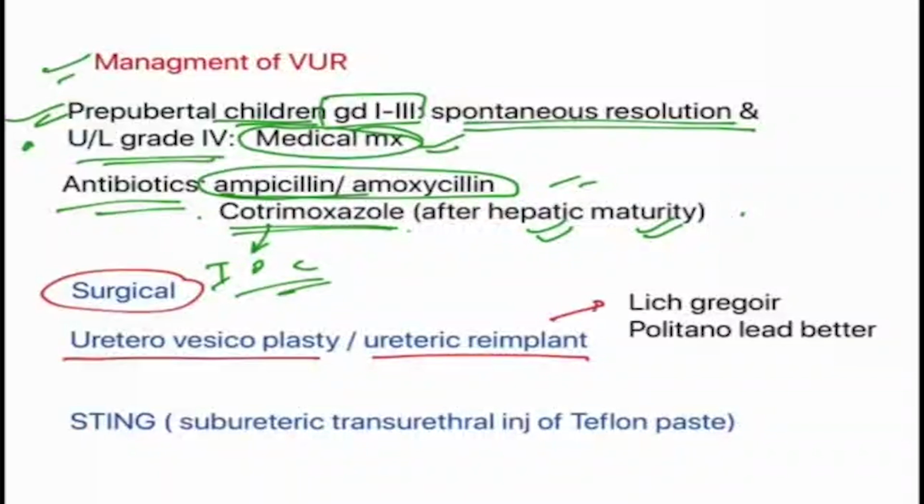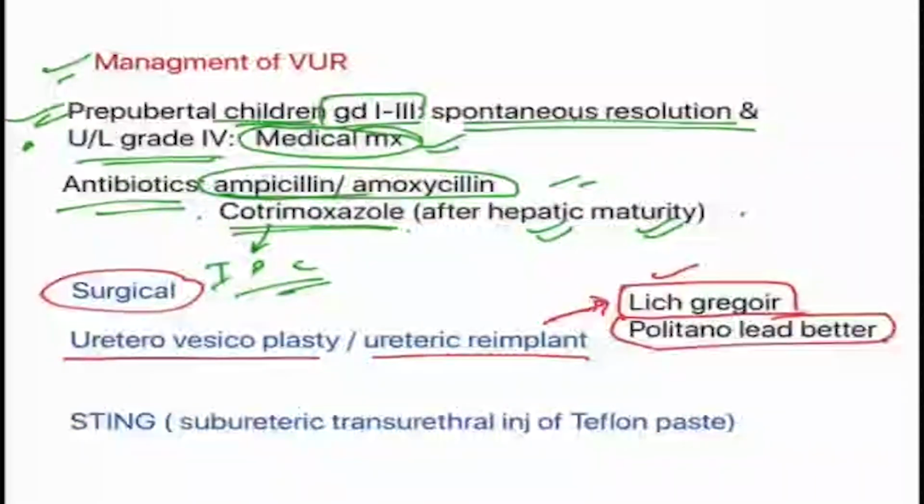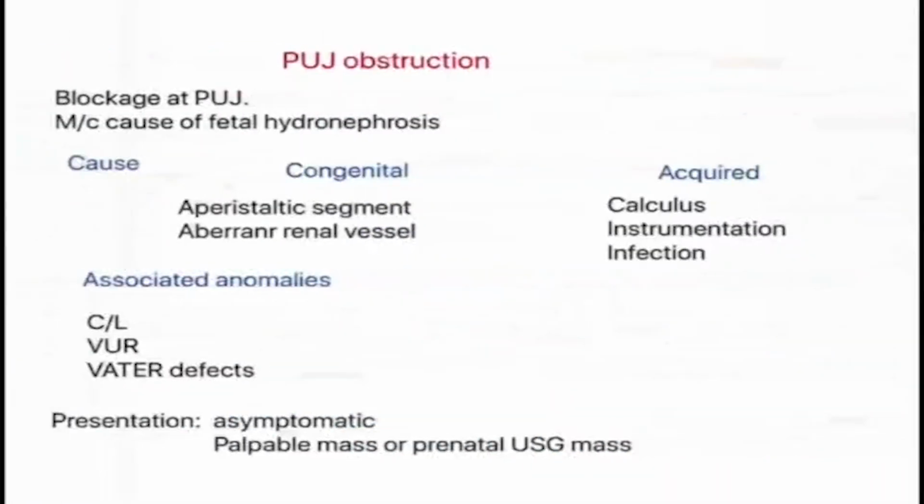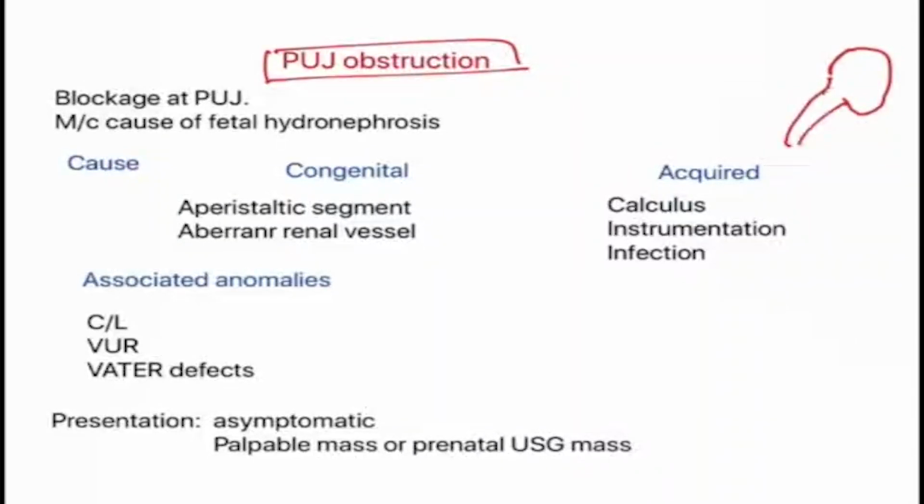The surgical management is ureterovesicoplasty or ureteric reimplantation, that is, the ureter which is dilated and affected is reconstructed by the methods of Lich-Gregoir and Politano-Leadbetter. The other method is STING, which is subureteric transurethral injection of Teflon paste, in which Teflon is injected at the ureterovesical junction so that reflux doesn't occur.